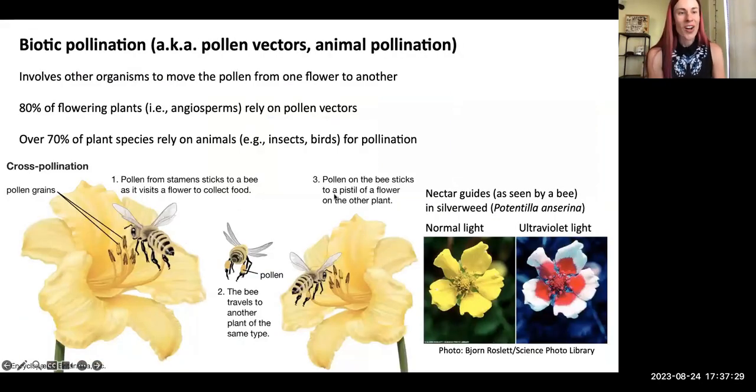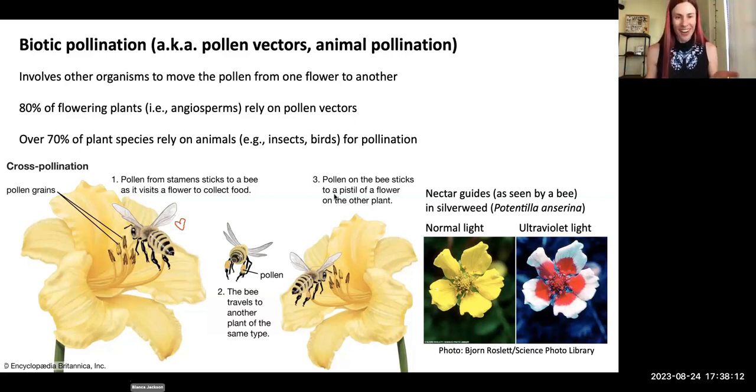So to get into the meat of the talk, biotic pollination, also known as pollen vectoring or animal pollination. This is pollination that involves organisms, animals, to move pollen from one flower to another. And 80% of flowering plants, or angiosperms, as they're called, rely on pollen vectors. That's a lot of plants. And over 70% of plant species rely on animals, such as insects and birds, as I mentioned earlier, for pollination. And a lot of these are insects.